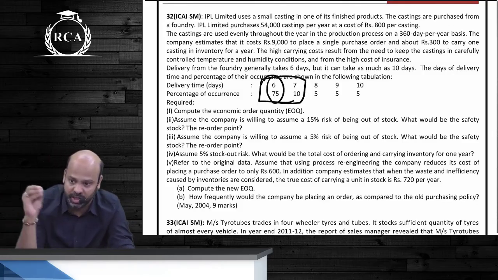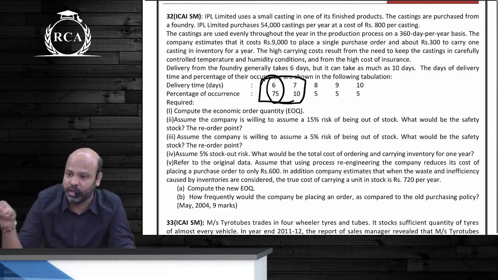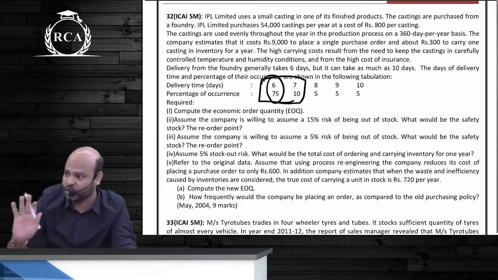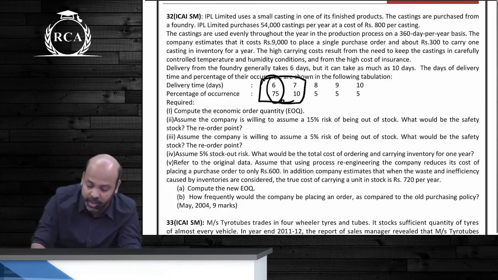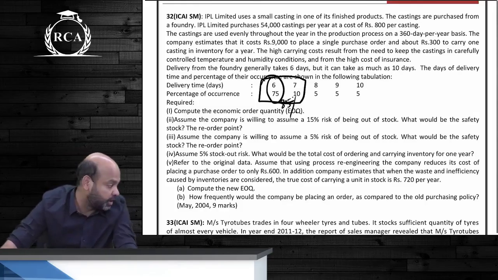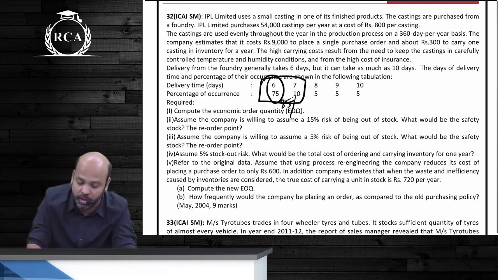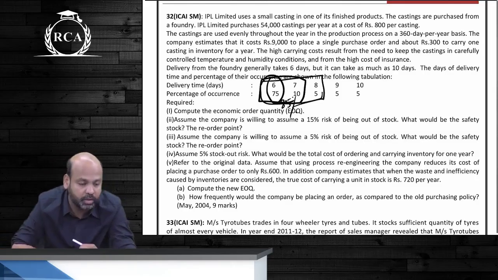What is the chance that he will deliver the material, guys, in 7 days or less? If it delivers in 6 days, also good for us. So it will be 80. What's the risk that you'll be out of stock? Are you getting it? What if you maintain reorder level based on 8 days consumption?